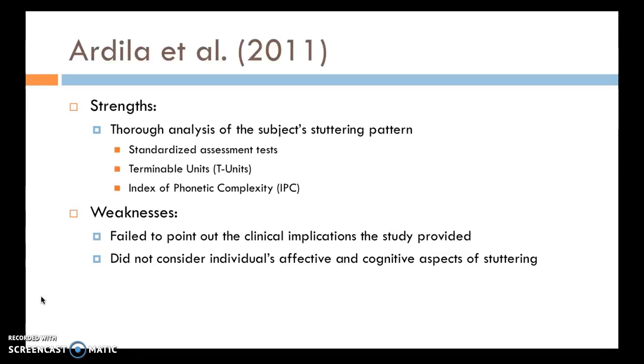As for the strengths of their study, they had a thorough analysis of the subject's stuttering pattern, including standardized assessment tests, T-units, and also the index of phonetic complexity. Even though they had a lot of strengths, they had some limitations. They failed to point out the clinical implication the study provided. Also, they did not consider individuals' affective and cognitive aspects of stuttering, which is very important, which is also the holistic picture of the stuttering.